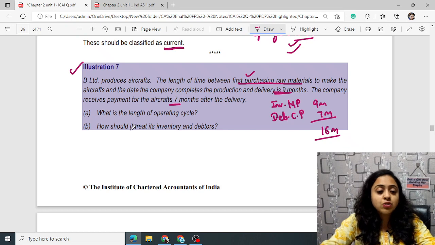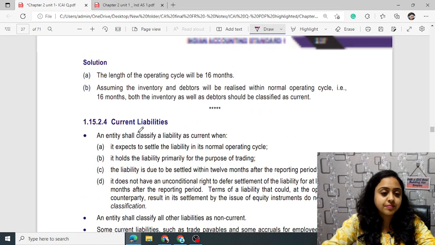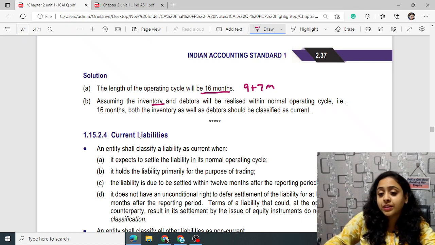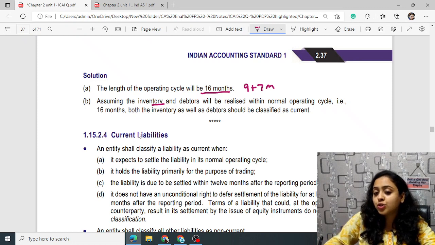How should it treat its inventory and debtors? Operating cycle is of 16 months and inventory and debtors will be received within 7 months. The company receives payment for the aircraft 7 months after the delivery. So 7 months is lesser than 16 months, therefore it will be considered as current. The length of the operating cycle is 16 months. How come? 9 plus 7 months. Assuming that inventory and debtors will be realized within normal operating cycle, that is 16 months, both the inventory as well as debtors should be classified as current.